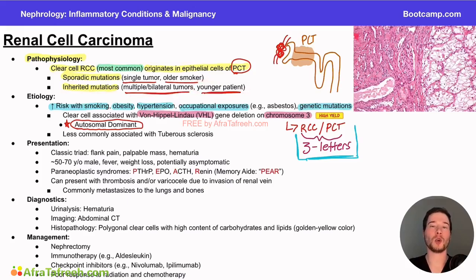And so as you're reading these question stems, start to develop in your head, are we dealing with a 7-year-old patient or are we dealing with a 70-year-old patient? And this is going to give you another clue in terms of, are we dealing with sporadic mutations or something that's more likely to be an inherited mutation?